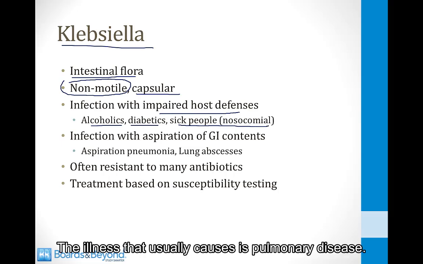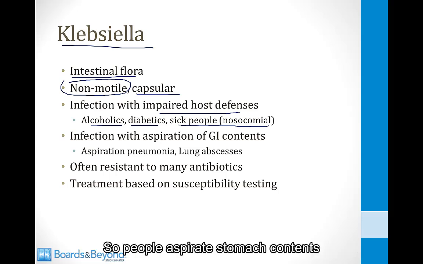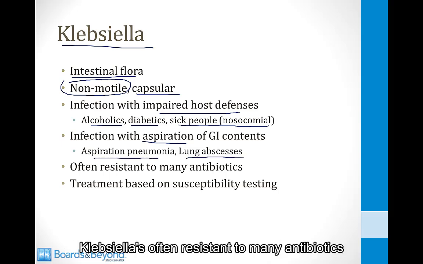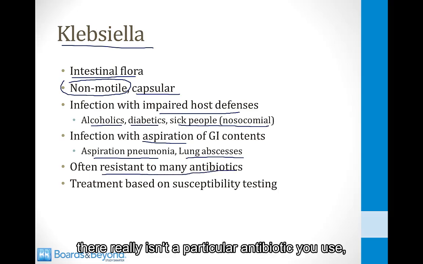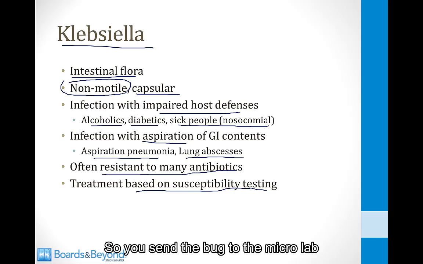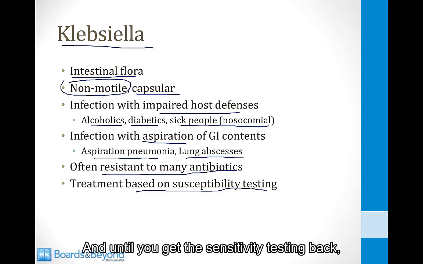The illness it usually causes is pulmonary disease, so people aspirate stomach contents and get a Klebsiella infection, either an aspiration pneumonia or a lung abscess. Klebsiella is often resistant to many antibiotics. There really isn't a particular antibiotic you use. Treatment is often based on susceptibility testing, so you send the bug to the microlab and see what it's susceptible to, and until you get the sensitivity testing back, you often use broad-spectrum antibiotics.